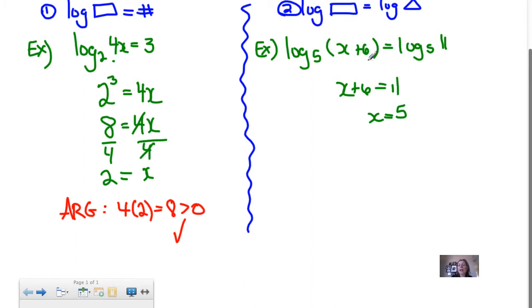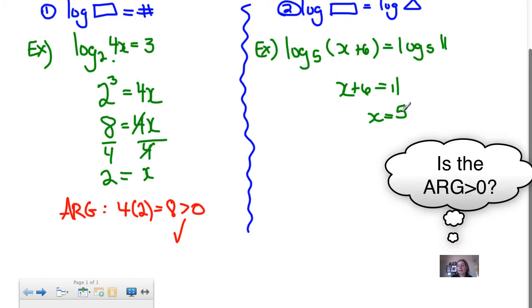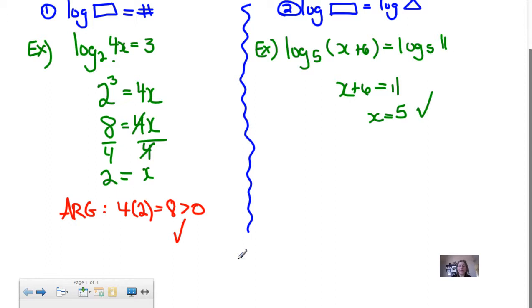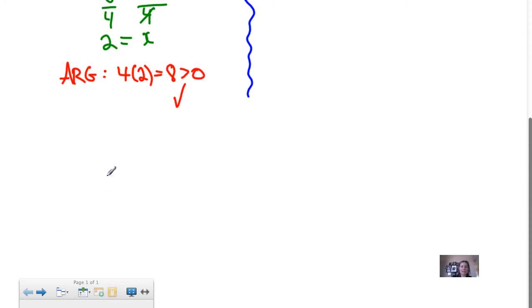Again, I need to go back up and double check in both arguments, if there's an x, is this 5 going to allow my argument still to be greater than 0? So 5 plus 6 is 11, so that is greater than 0. So this is an acceptable solution. Okay, let's try another one and see if we can fit it into one of these two categories. Log something is a number, or log something equals log something. All right, let's go down a page and see what we can get here.